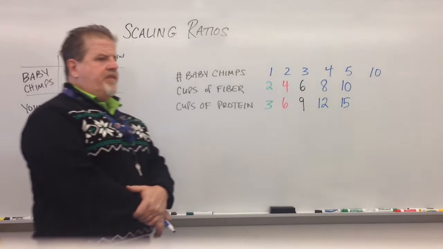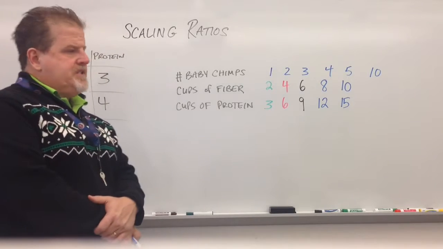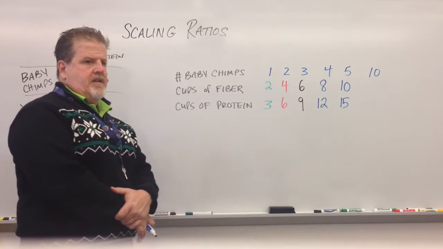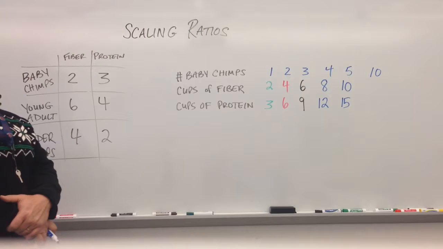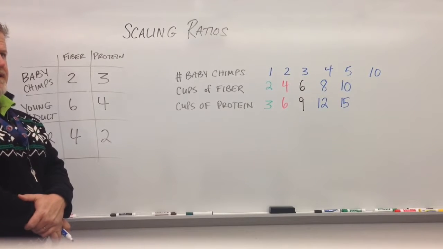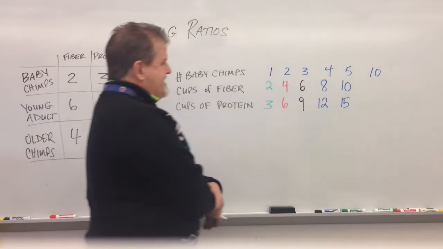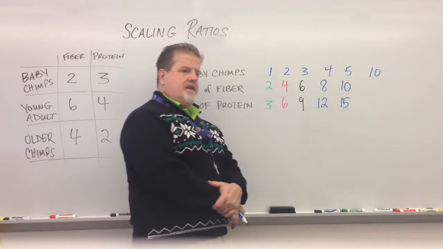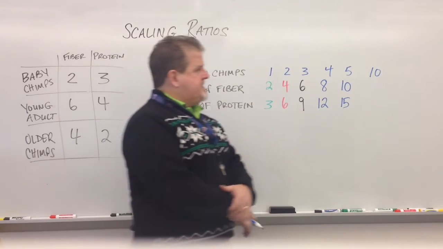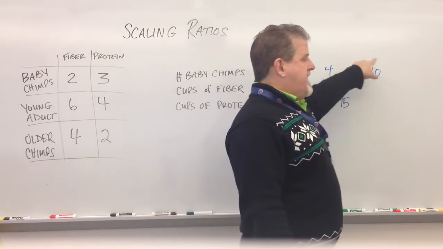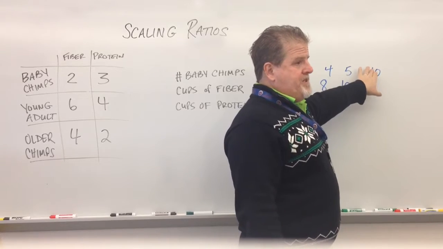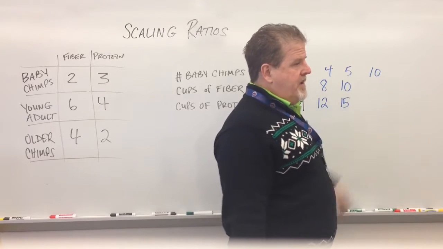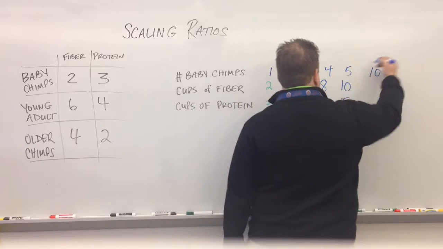Okay, so what do you think is the mistake that Dylan made when she said 12? Callie, what do you think? She was going by 2s for the fiber. Right, she was going by 2s, but what didn't she see? That it was 10. She didn't see that it jumped from 5 to 10. And if this was 6 baby chimps, then yeah, you would have had 12. But this took this big leap from 5 to 10.